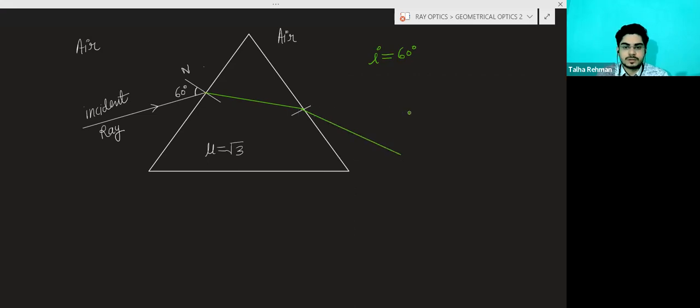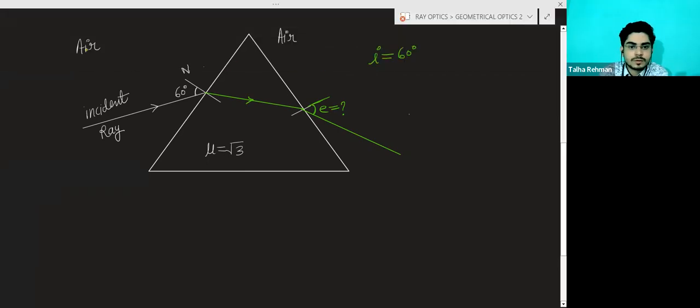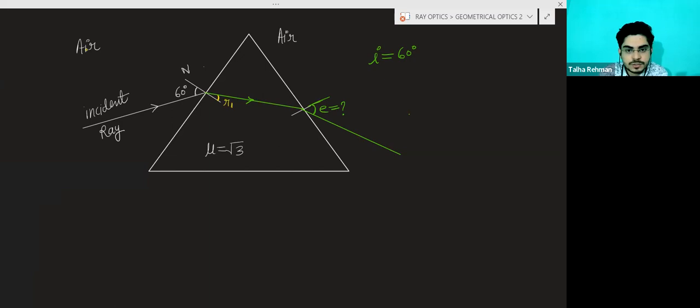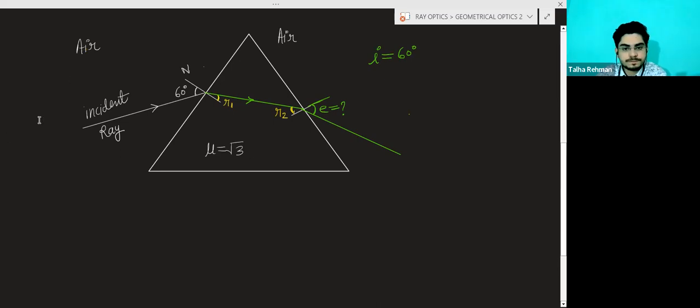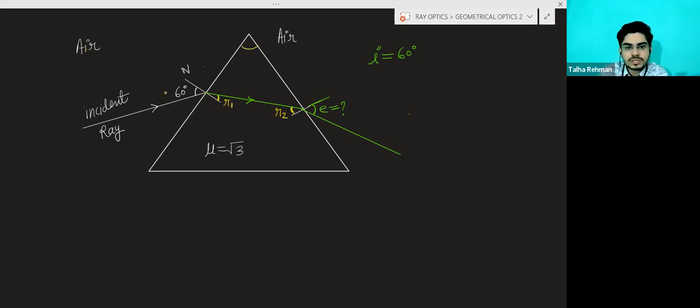So basically, what angle do we want? We want this angle, the angle of emergence. Suppose this angle is R1 and suppose this angle is R2. Because this is an equilateral prism, this angle will be 60 degrees. So the angle of the prism is also given as 60 degrees.